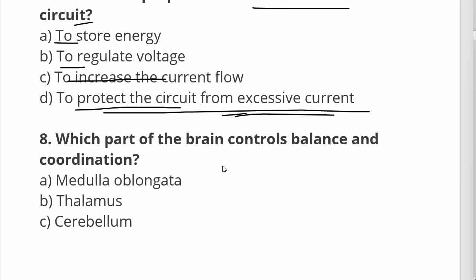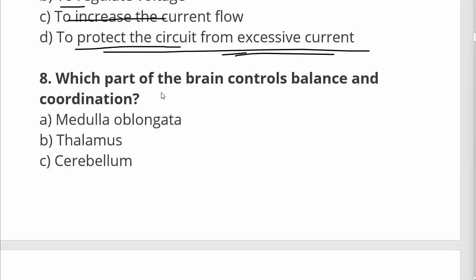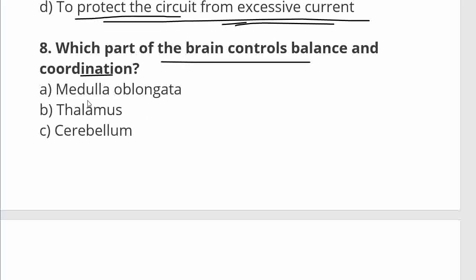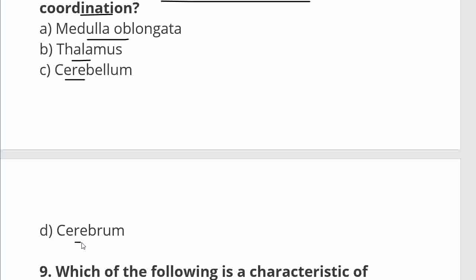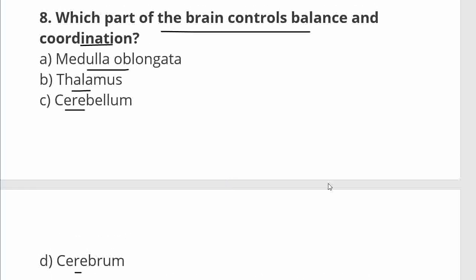Now come to the next question. Which part of the brain controls balance and coordination? Options are A. Medulla oblongata, B. Thalamus, C. Cerebellum, and option D. Cerebellum. Then the right answer is option C.